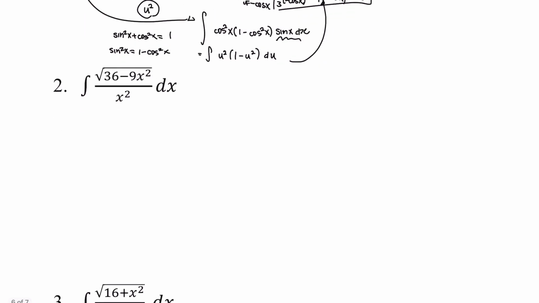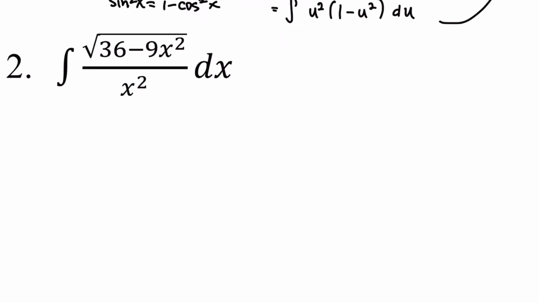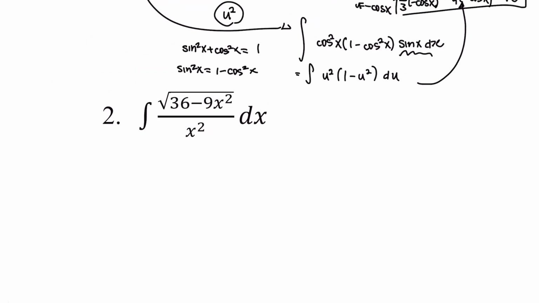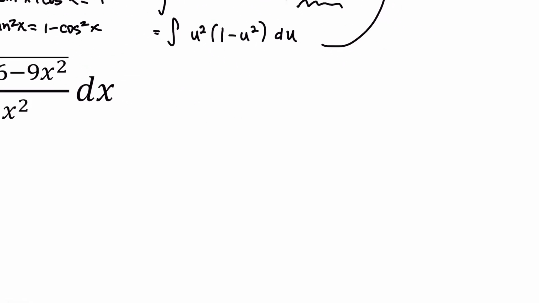Number 2 is going to be a little bit more complex. We're going to be using the technique of trigonometric substitution. Follow along. The integral of the square root of 36 minus 9x squared, all over x to the 2nd power, dx. For this one, you need to know the rules of trigonometric substitution. I'm just going to write it out on the side so that we don't forget, and then we can always refer back to this.